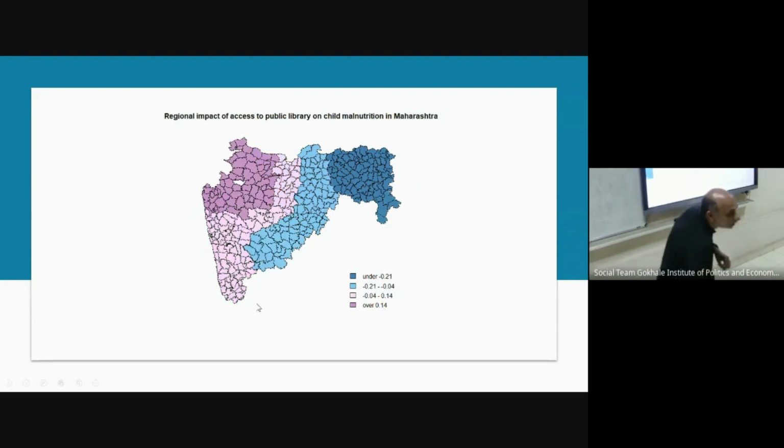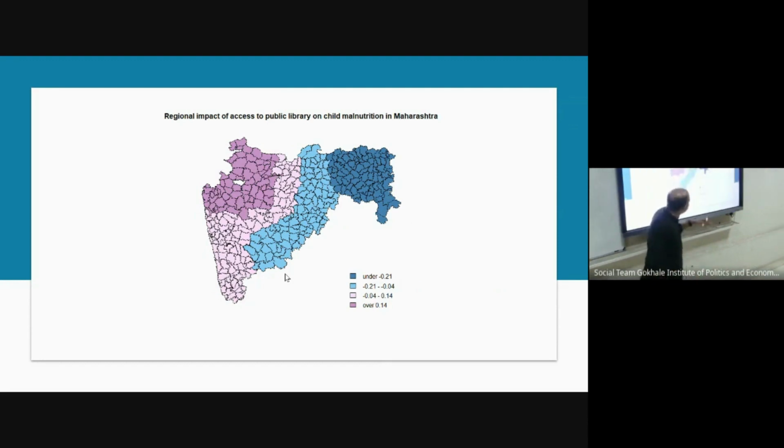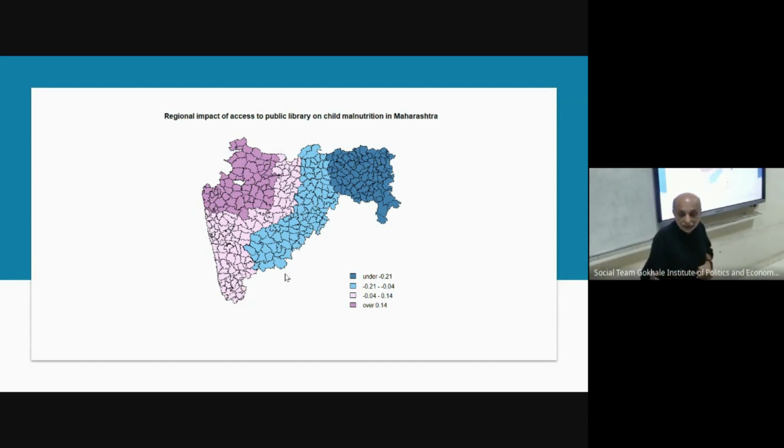Libraries interestingly reduce malnutrition in some parts. If you have access to a public library, then you actually have significant impacts on malnutrition, except in this part. I don't know what access to public libraries does. It provides newspapers, it provides information. Does it have an association with female literacy also? It must. So we would like to look at these relationships.